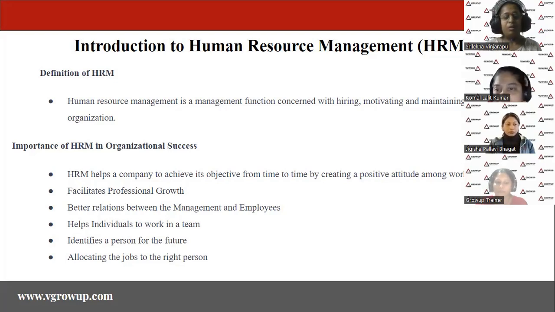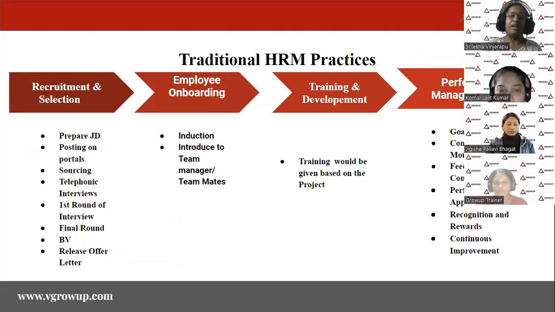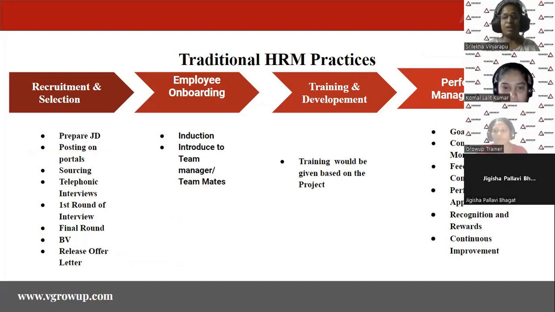So, the traditional practices of human resource management. What happens in human resource management? The first part is recruitment and selection. When there is a vacancy, the management gives the number of vacancies to the human resource team, that is the HR team. They prepare the JD and start posting it in various job portals, or they circulate the JD to the employees, asking them to refer any of their family or friends to that position. Once they receive the profiles, they start screening the profiles.